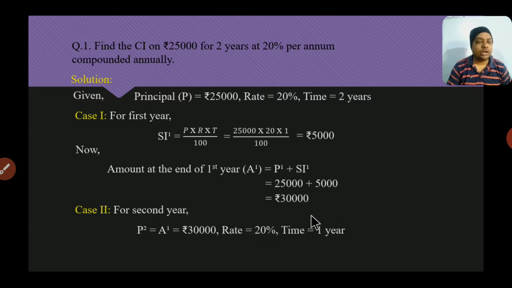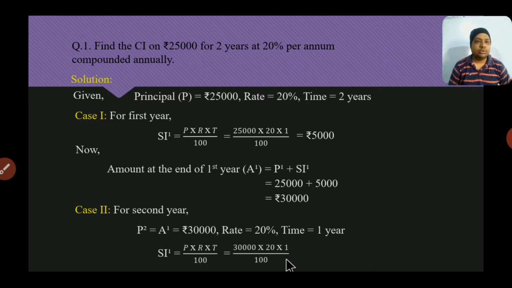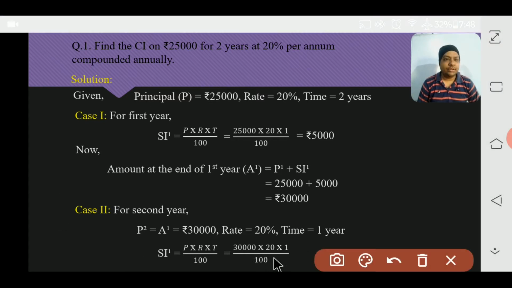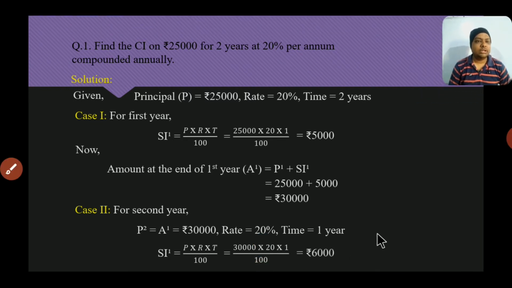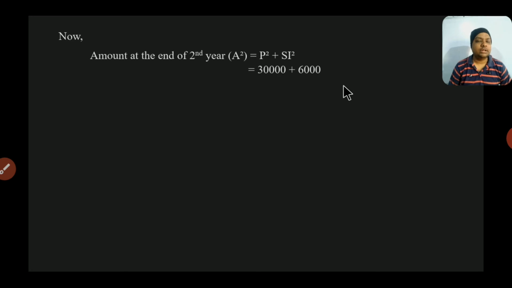Because it is 2 years, so 1 year, 1 year. 1 year we have already calculated, so next year we will calculate here. Again we will apply the formula. It will be 30,000 into 20 into 1 by 100. Again you can see that 100 will cancel, so it will be 6,000. Now the interest will be 6,000. Now, the amount at the end of the second year is principal of the second year plus simple interest of the second year. It will be 30,000 plus 6,000, 36,000. It is the amount at the end of the second year.